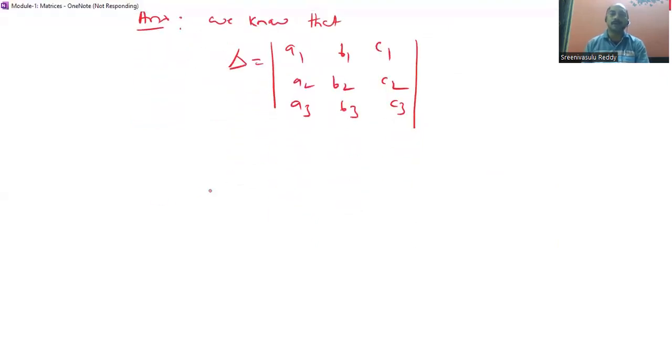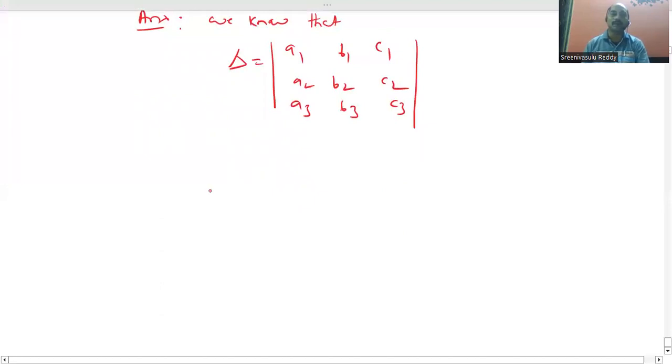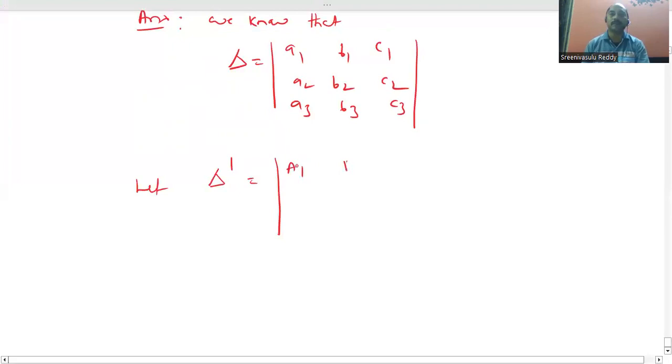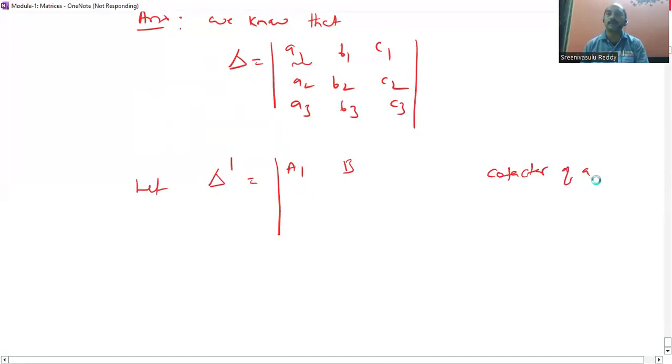Here, taking the LHS and proving the RHS, or taking the RHS and proving the LHS, is difficult. So once more, we assume that delta dash equals the LHS value. The cofactor of the elements: capital A1 means the cofactor of A1, which is equal to -1 to the power, denoted by capital A1.